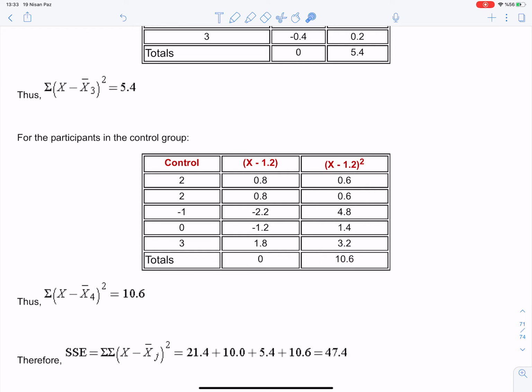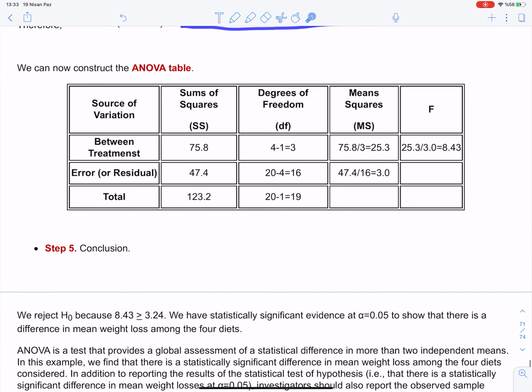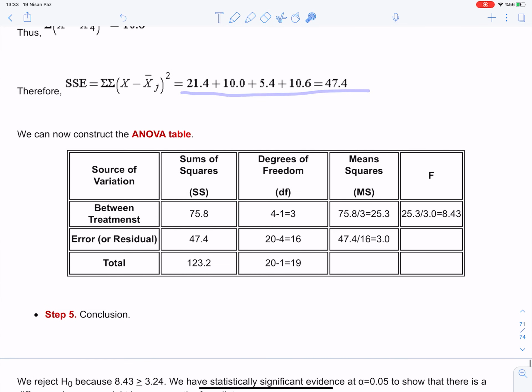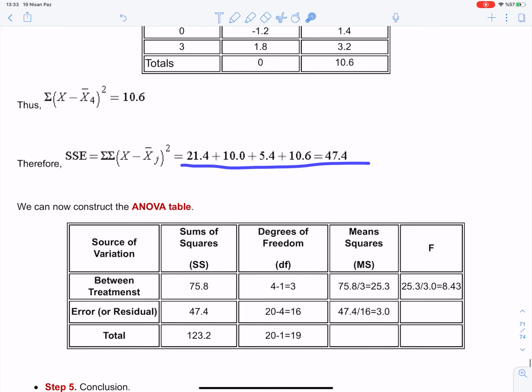So the sum of squares of the error is 21.4 plus 10 plus 5.4 plus 10.6, which becomes 47.4. That's how you get this one. Okay, and now let's construct the ANOVA table.